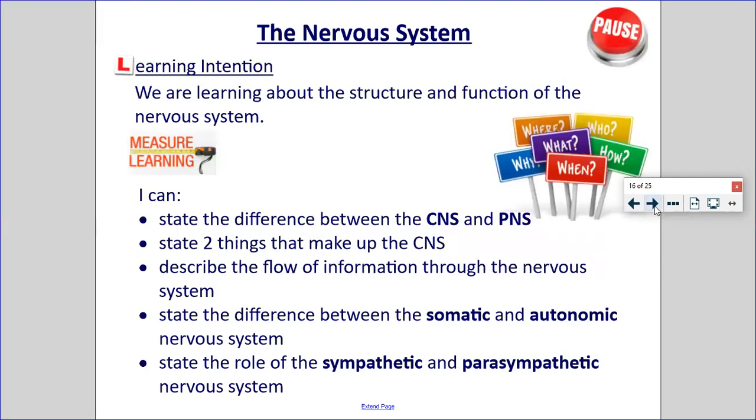So pause the video, have a look at the key points, check that you understand them. If you don't, just go back and have a look at the video again a few times. And if there's anything you don't understand, write down your question and get in touch with your teacher.